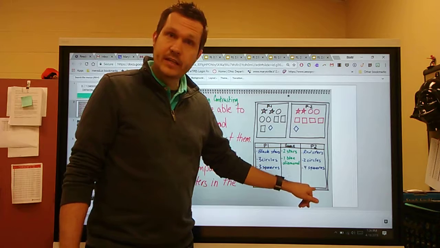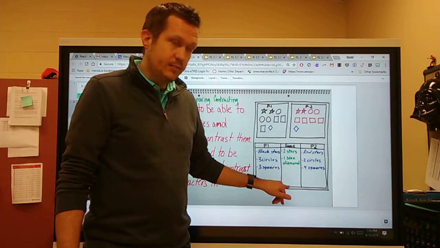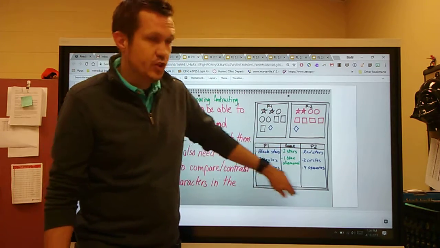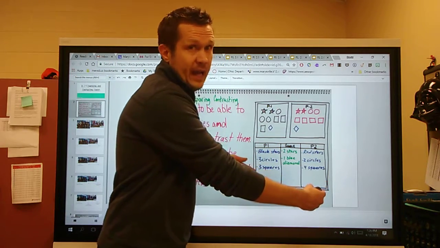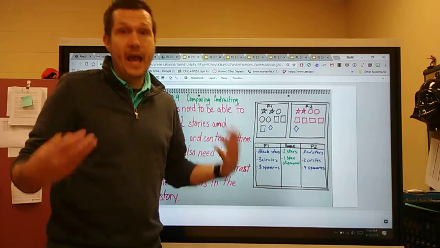The differences go on the outside. Whatever's the same goes in the middle between the two. Some people use circles to do it, but it's the same thing. The things on the outside are what they do not have in common. The things in the middle are what they have in common.